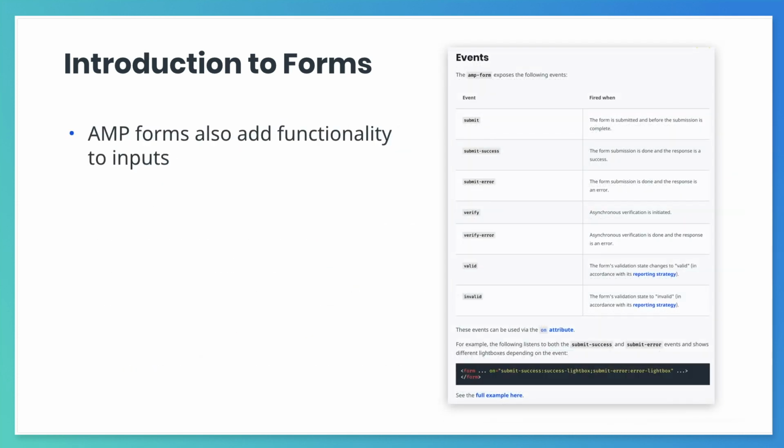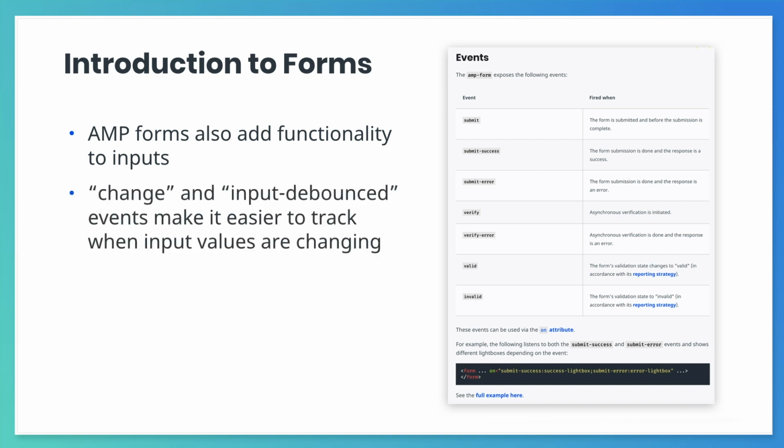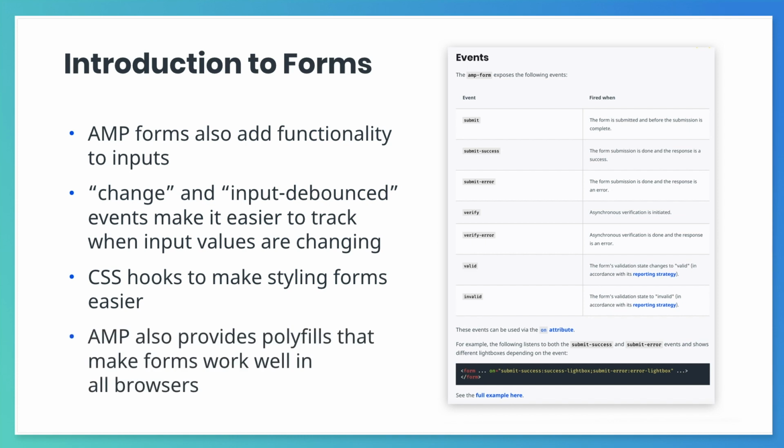AMP forms also provide additional functionality to form inputs. For example, AMP adds change and input debounced events to each input field to make it easier to track when users change their input. AMP provides additional CSS hooks to make styling your forms easier. And lastly, AMP provides polyfills that make sure your forms work well in all browsers. AMP provides a great deal of versatility for building forms, more than we can even cover here. So check the documentation for AMP form to learn even more. Now, let's practice using the AMP form.